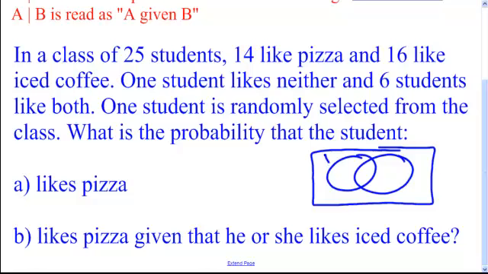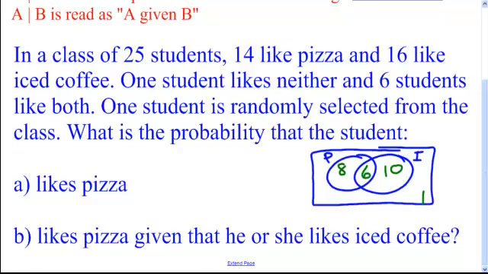So I'll do pizza on the left and I'll do my iced coffee on the right. First thing I'm going to look for is the overlap if I can find it, and then I'll also look for the outside piece where it's none of them. So it says 1 student likes neither and 6 students like both. So both is going to be inside, neither is on the outside. 14 of them like pizza. I've already included the 6 that like pizza, therefore I have 8 left that like pizza. And 16 like iced coffee. I've already included 6 of them in the middle, so therefore 10 of them still like iced coffee.